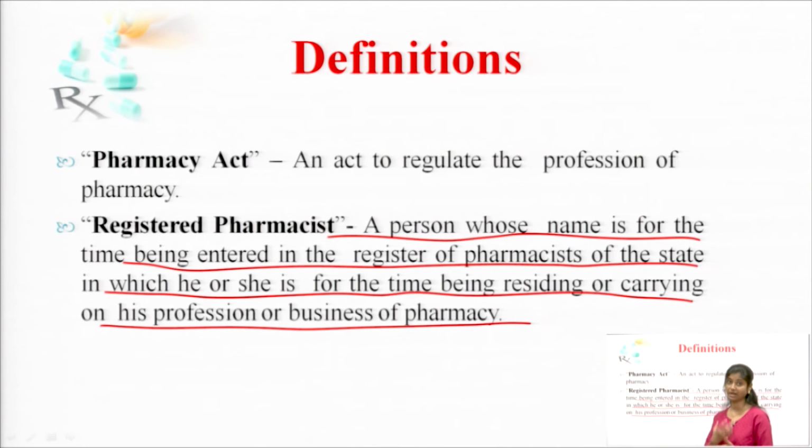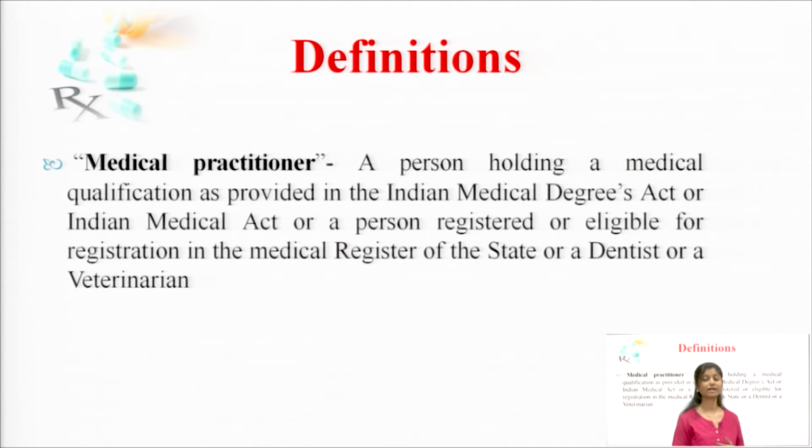I hope you have understood. Registered pharmacist means your name has to be entered in the register of the state in which you have done your education or you want to do your business. So these were the two terminologies on this slide. Now let's look at another point, that is medical practitioner.